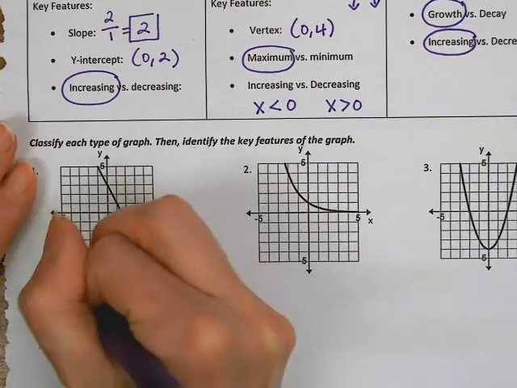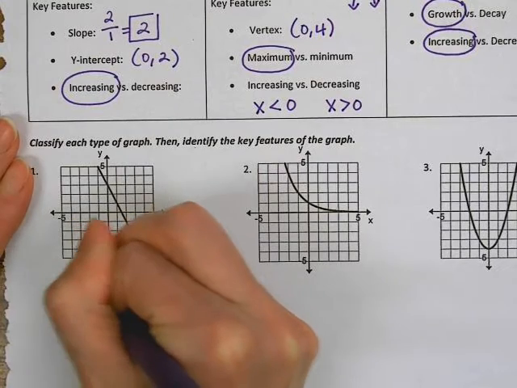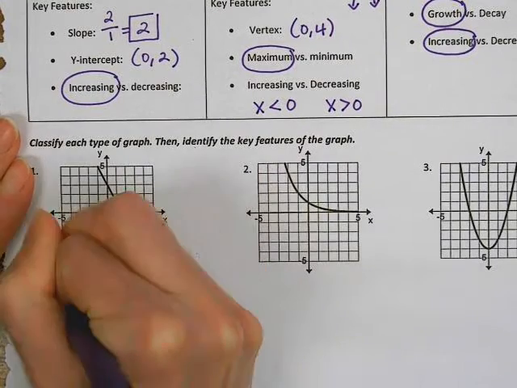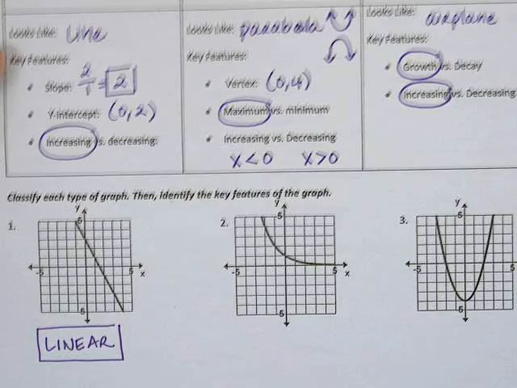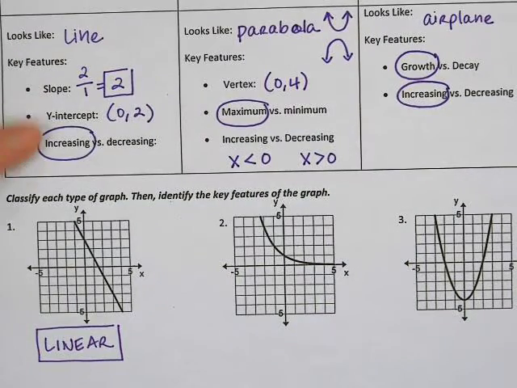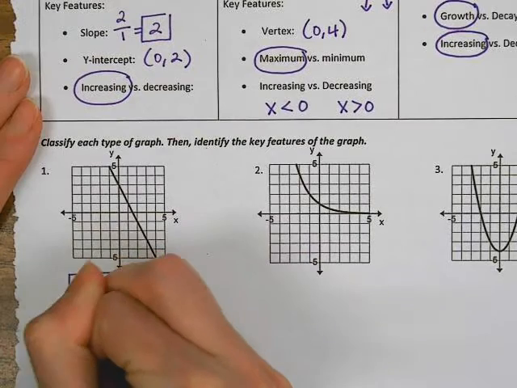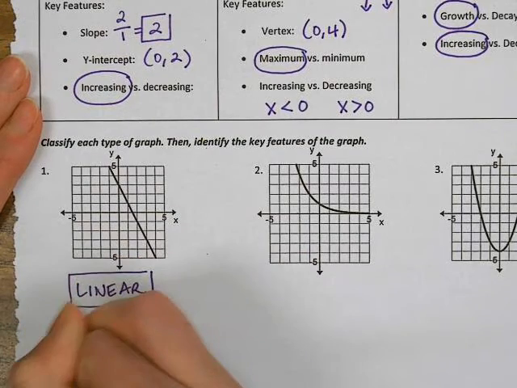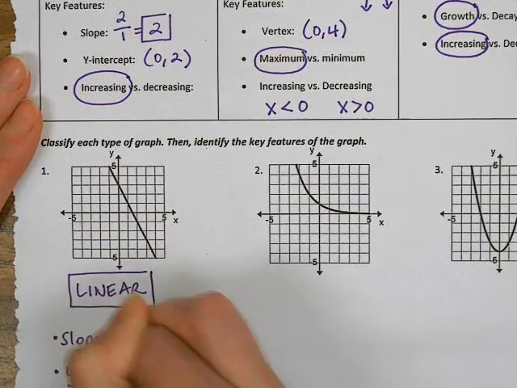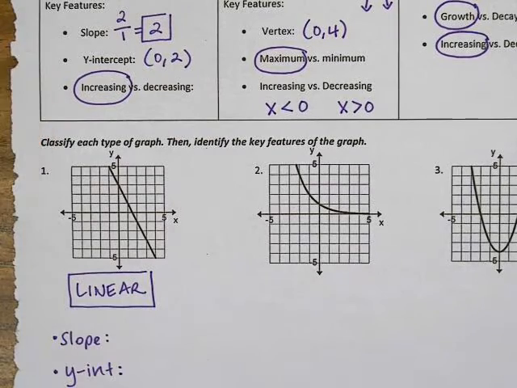Okay, so let's try some. So for number 1, it is obviously linear. And that's what we do first. Now, once you know what it is, we need to write down the key features. So for this linear graph, you're going to have to identify slope, y-intercept, and whether it is increasing or decreasing.